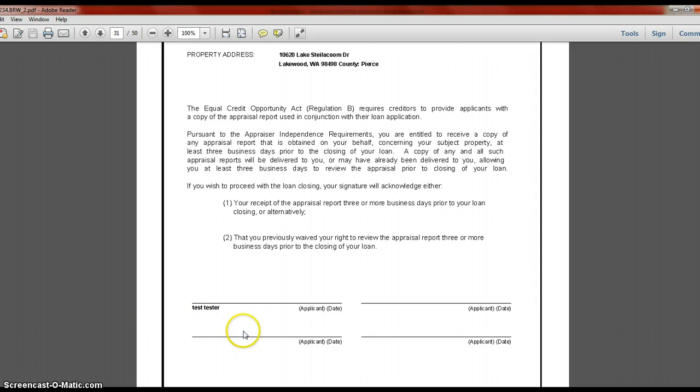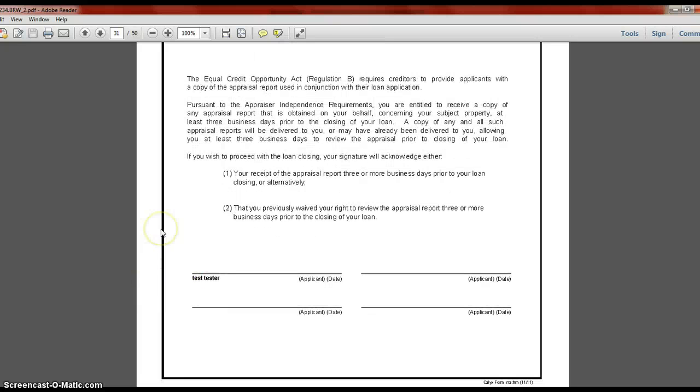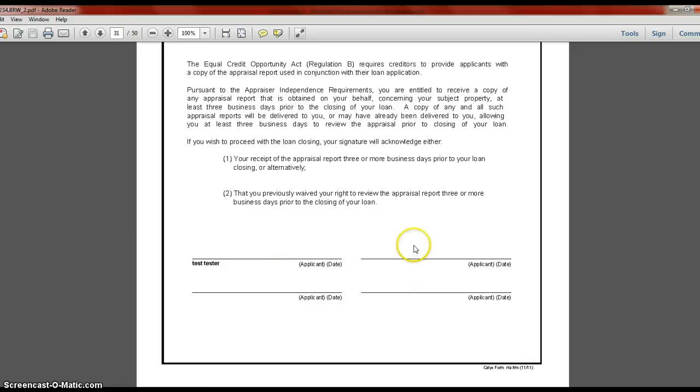Whoops, sign here and whoops. Why is it? Oh, sign here and then. Well, why does it say applicant? That's weird. It rendered weird. So yeah, you'd sign here, then sign there.